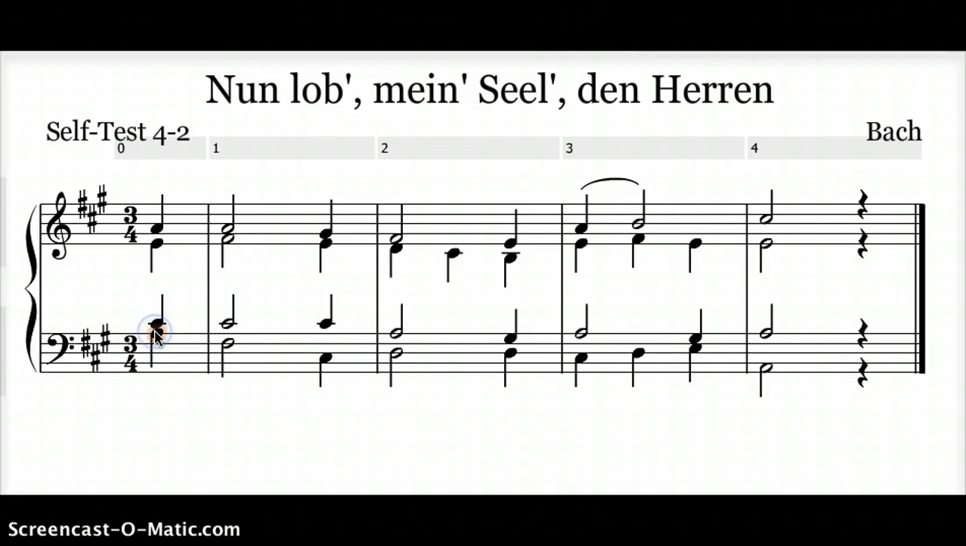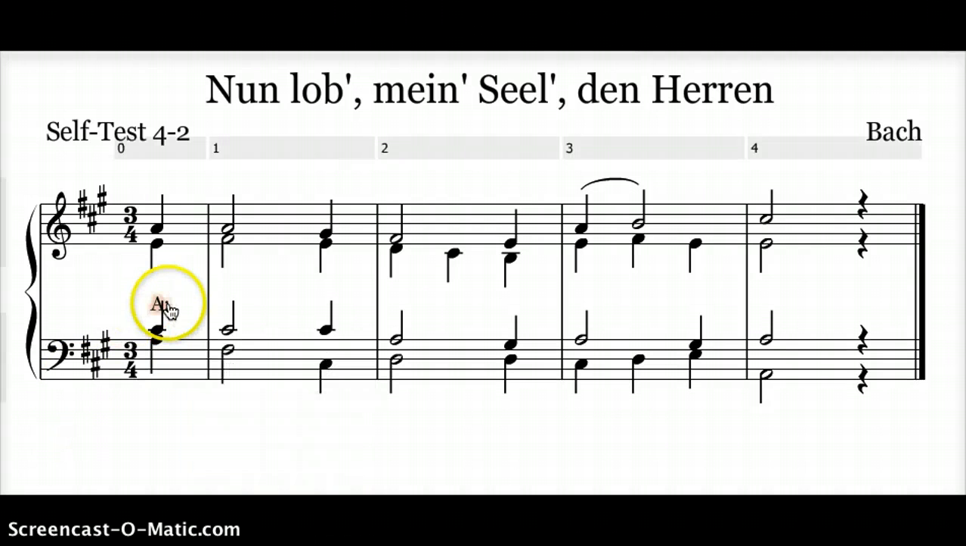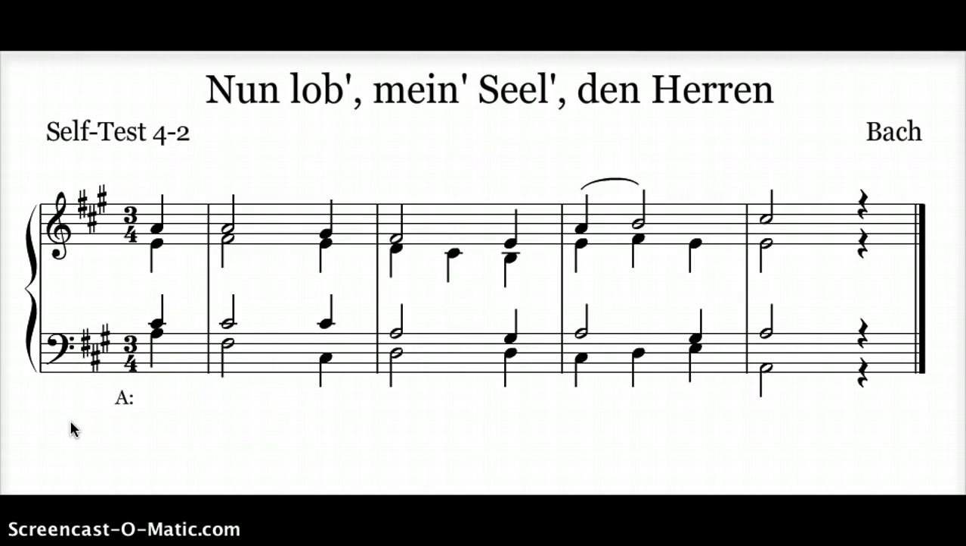And what you want to do to show that is below, you just want to put A with a colon and simply put it right down here below the bass note before the example starts. That's how we notate what key it's in.